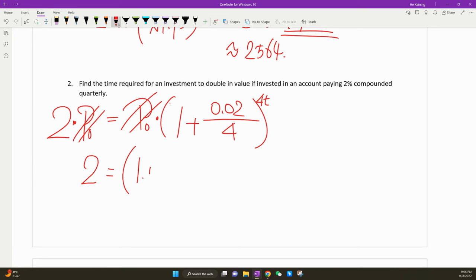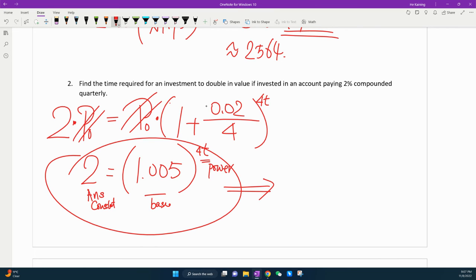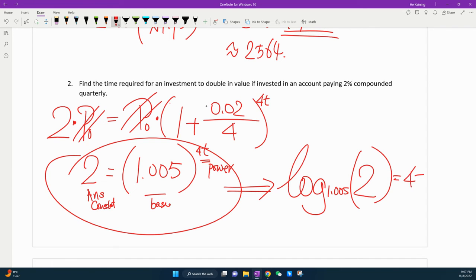On the right side, you actually got 1.005 because you got a 2% divided by 4. You still have 4t though, nothing crazy. Based on this, I have an answer constant, and then this is your base, and this is your power. Remember how to translate this whole exponential form into a logarithmic form, right? So I have a log base. What's my base? 1.005. And then the bigger number, which is your answer constant, which is going to be a gigantic 2. And then your power, which is your 4t.